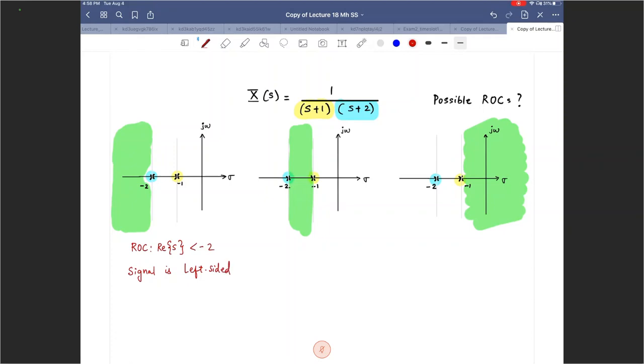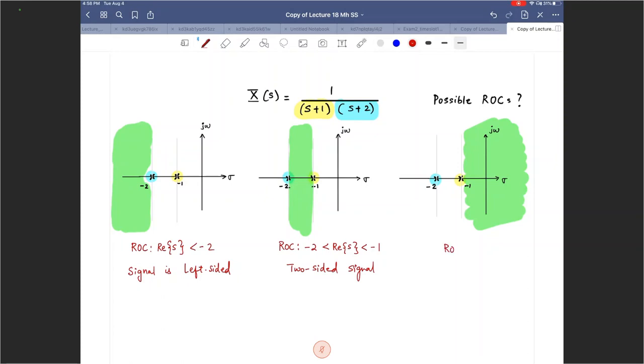Now the next one is a vertical strip. So the region of convergence is between -2 and -1, so -2 less than the real part of s less than -1, and the signal classification here is going to be a two-sided signal. And the last one over here is obviously going to be a right-sided signal.